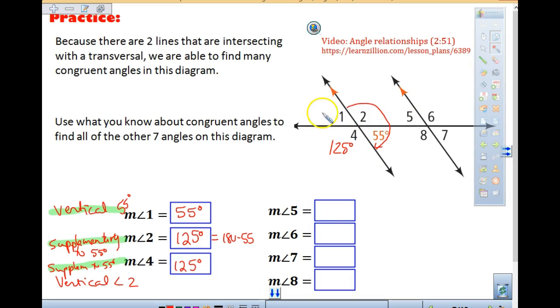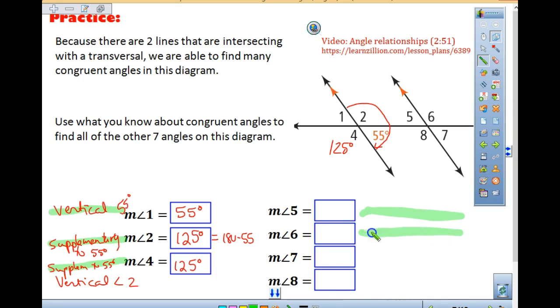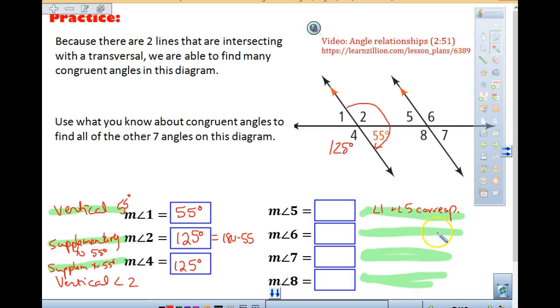1 and 5 are in the same spot. 1 and 5 are called what kinds of angles? Check with your notes and with your shoulder partner. Write down the type and how they're related. How are 1 and 5 related? Angle 1 and angle 5 correspond. And if they correspond, they have to be congruent. Corresponding angles are congruent. So if 1 is 55, 5 is 55.